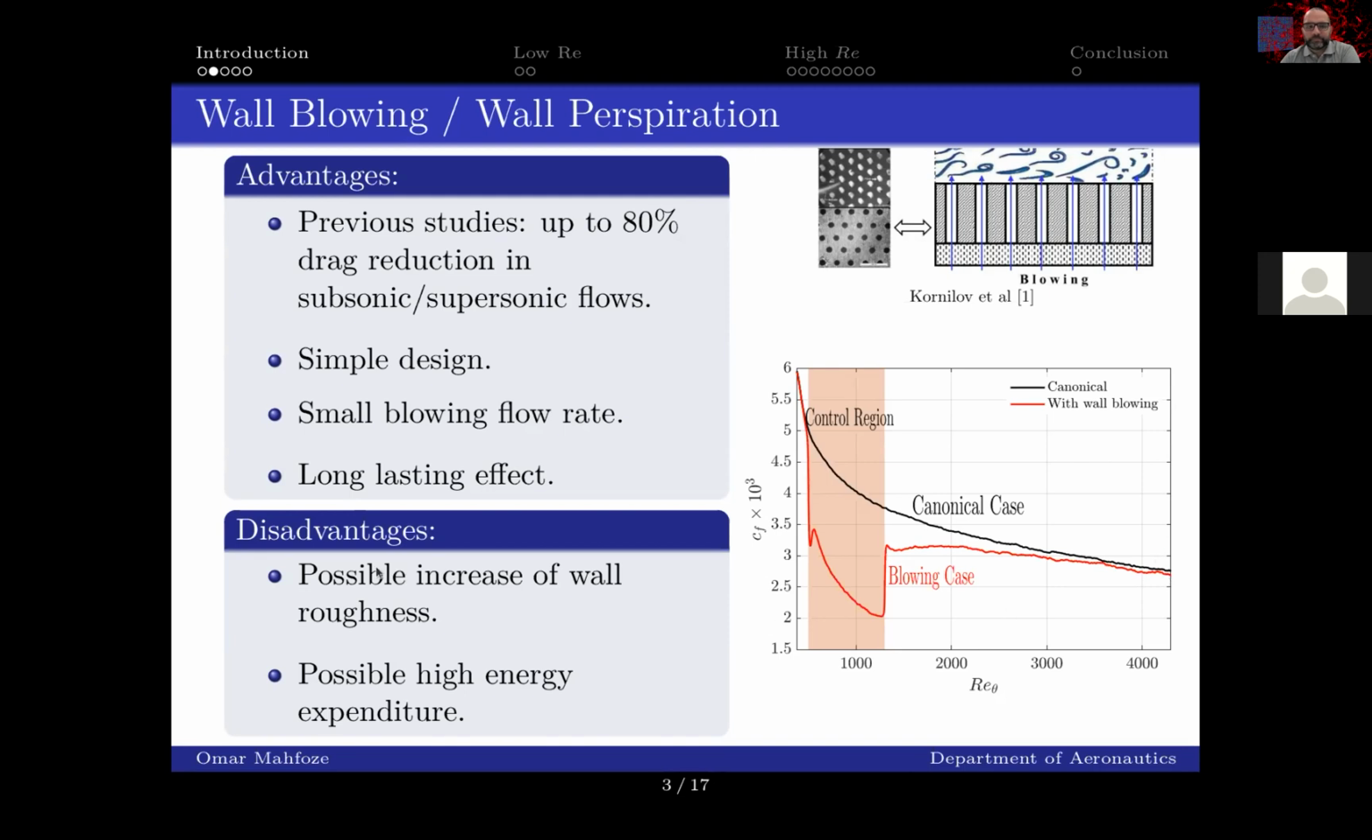There are two main disadvantages for this control type. The one is that wall roughness can increase the skin friction drag. But there are many studies that show that optimizing the holes and the plate thickness can produce a plate that's hydraulically smooth. So this is not an issue anymore. The other thing is the high energy expenditure of the control.